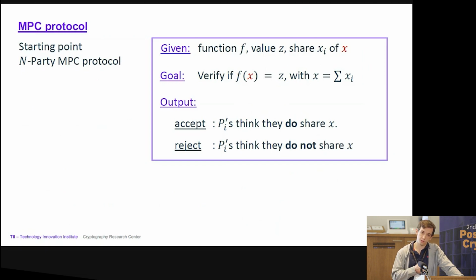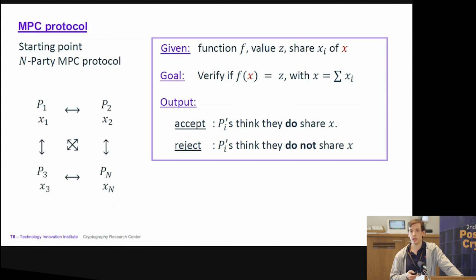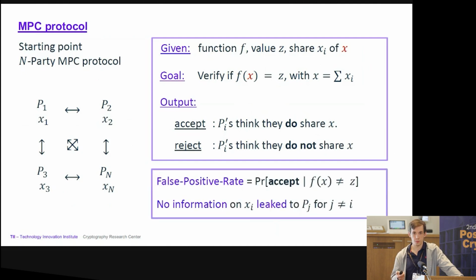After the execution of the protocol, exchanging some messages and performing some computations, they should accept if they think they do share such an x, and reject in case they don't. And we have this false positive rate: there is a probability that the parties accept even though they don't share x. But this should be rather small to make it a reasonable protocol. And of course, we have a zero knowledge property, so no information about the xi's is leaked to the other parties.